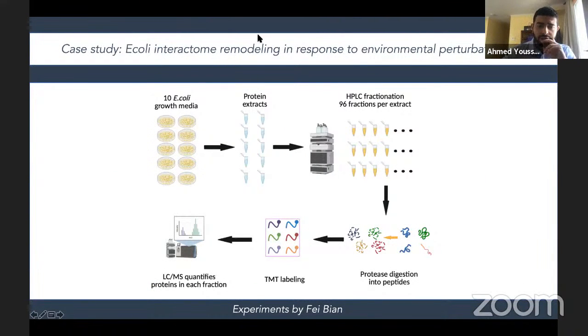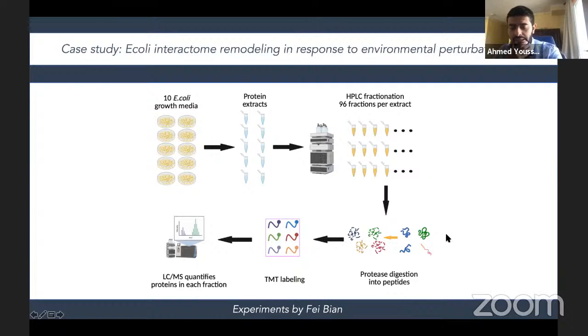On this slide, I'm just showing a brief cartoon of the experiment that was carried out in our lab. In this case, we have E. coli grown under 10 different growth media, where we varied things like the temperature or the sugar source, etc. And as I mentioned on the earlier slide describing the co-fractionation workflow, we extracted the proteins from each one of these growth media. We did an earlier step of HPLC fractionation. In this case, it was ion exchange chromatography to give us 96 fractions for each one of these 10 conditions.